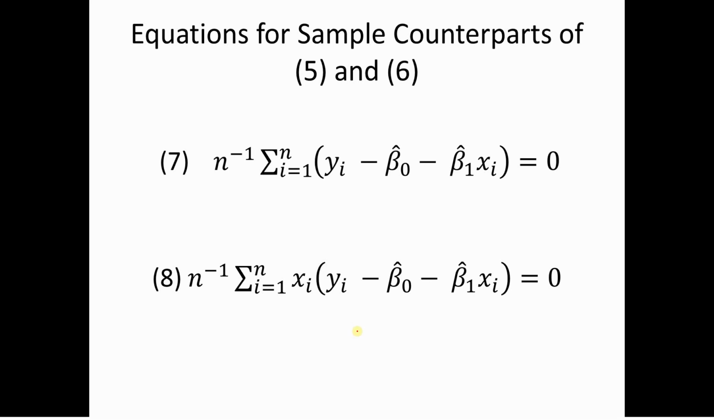But those equations are the population equations, and what we need is the sample counterparts. The sample counterpart of the expected value operator is the mean. So we're going to take those equations, divide by n, and sum up over each term, all n terms, for both equation 5 and equation 6. What we had before was the expected value operator; now we're just taking the mean of each ith term.